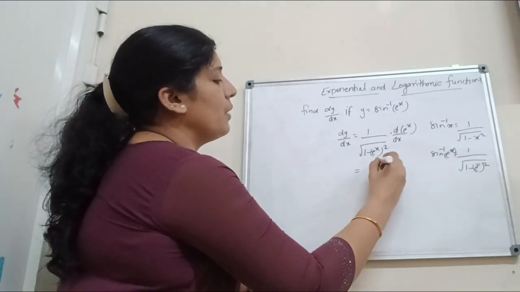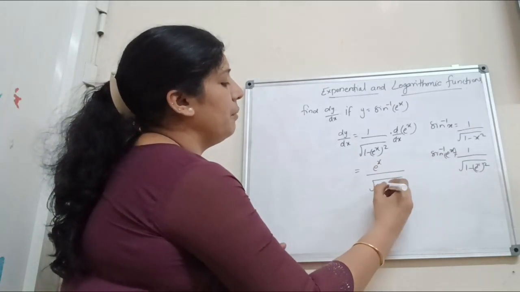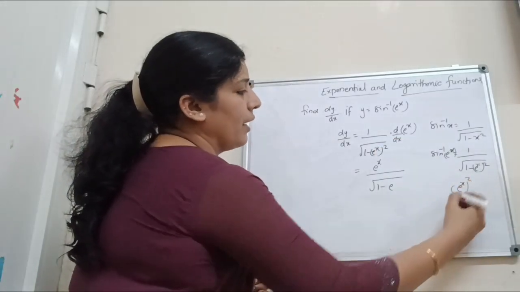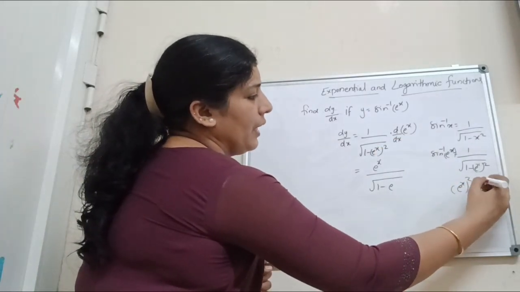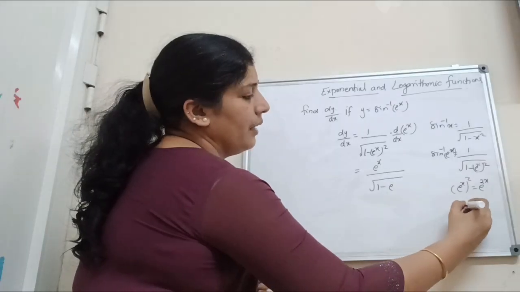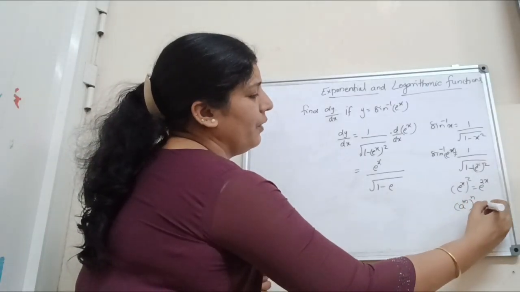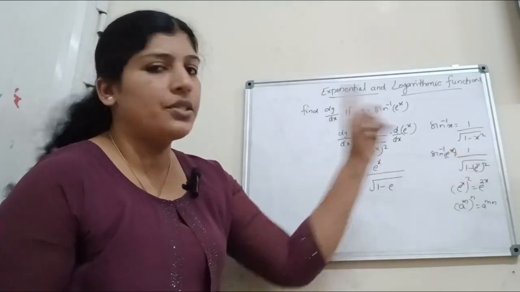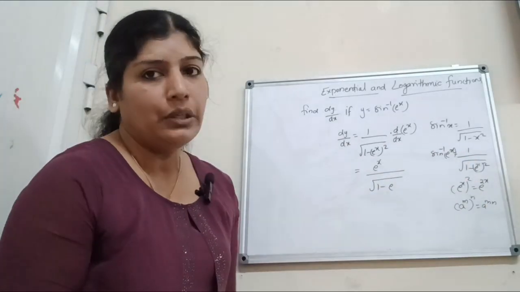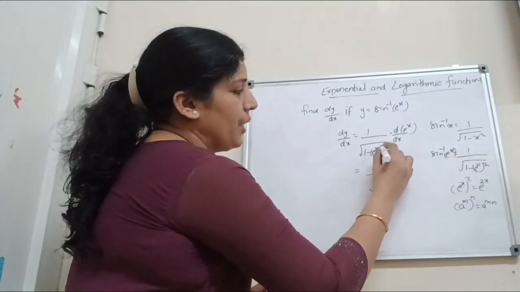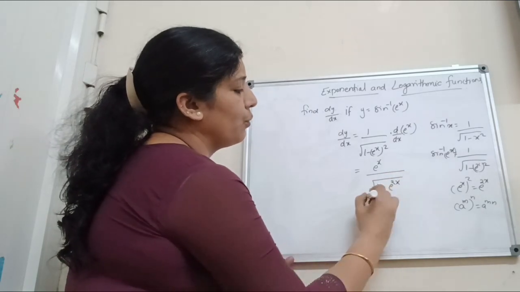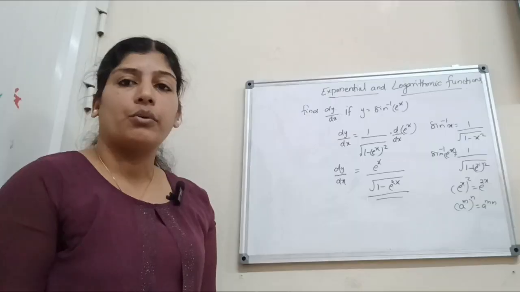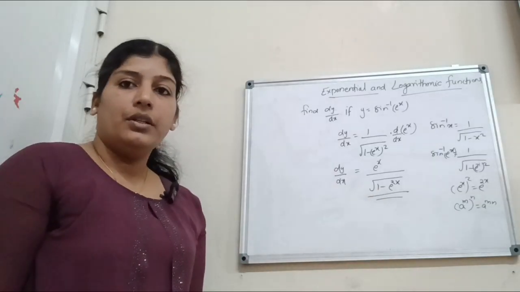Therefore, we get e raised to x divided by root of 1 minus (e raised to x) whole square. Now, we know that (a raised to m) whole raised to n equals a raised to mn. In the same manner, (e raised to x) whole square equals e raised to 2x. Therefore, dy by dx equals e raised to x divided by root of 1 minus e raised to 2x.